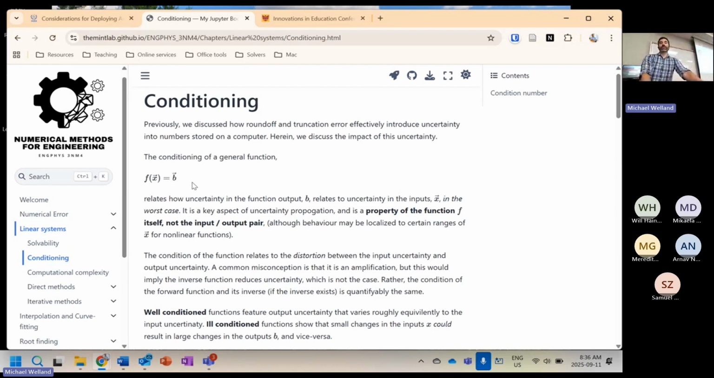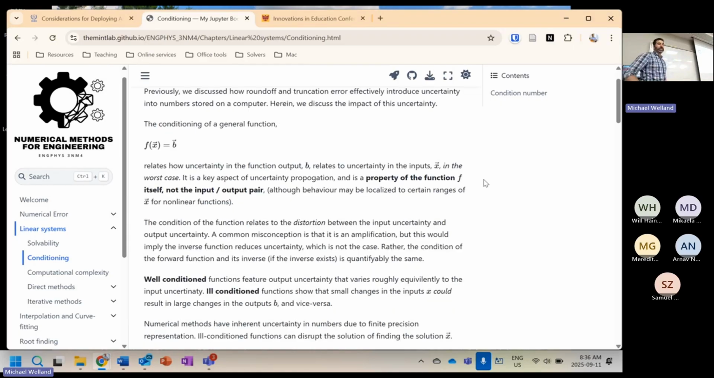Okay, so you have a general vector function, f of x is equal to b, right? And the conditioning relates how the uncertainty, this is a little bit of a funny way to describe it, it relates the uncertainty in the output to the uncertainty in the input, in the worst case. And you have to say in the worst case there, and you'll see why in a second.